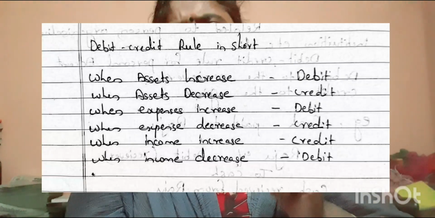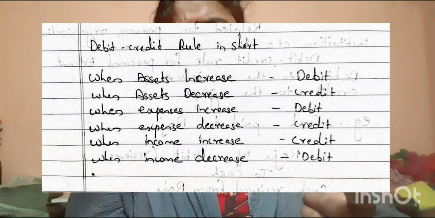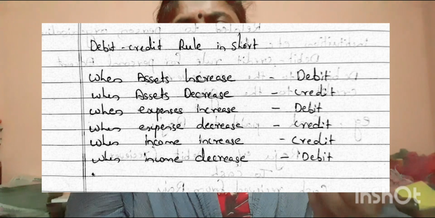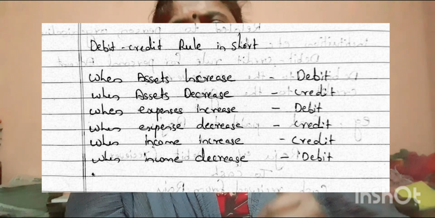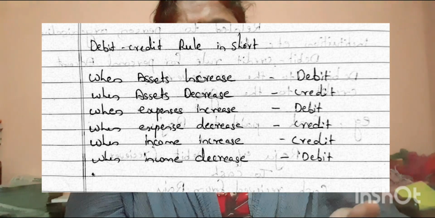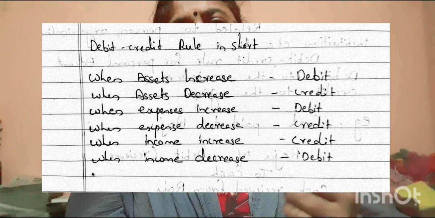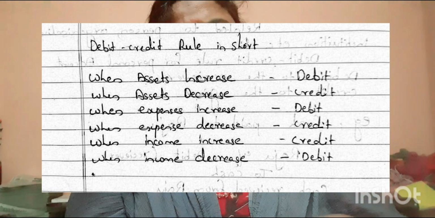Then for expenses, expense increase means salary, wages, rent and all, then the expense should be debited. When an expense decreases, then it should be credited. Then for income, when income increases, it should be credited, and when income decreases, it should be debited. That is, in short, the debit credit rule related to expenses, income, assets and all.